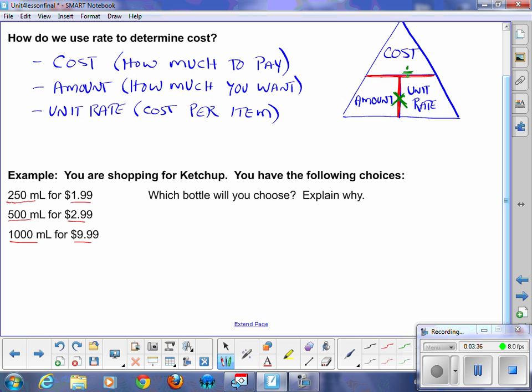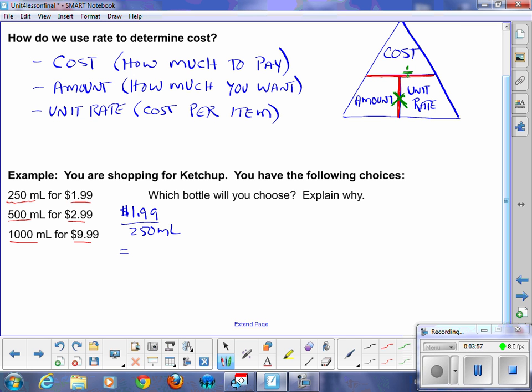So when I do the analysis here, we want to find the unit rate. So again, I want to know the cost per milliliter of ketchup. So I'm going to take the first one, the $1.99, and put it over 250 milliliters, and then I can find that cost. So $1.99 divided by 250.